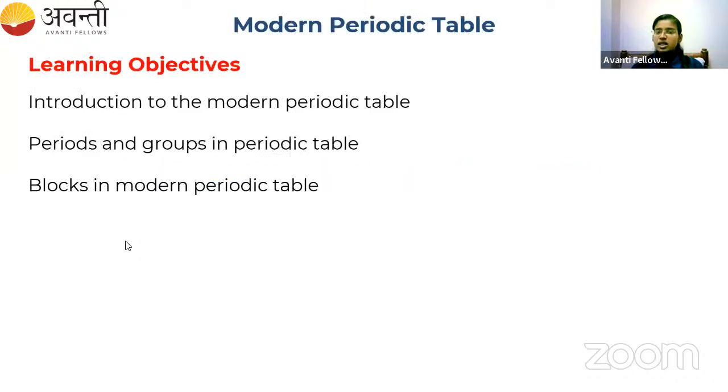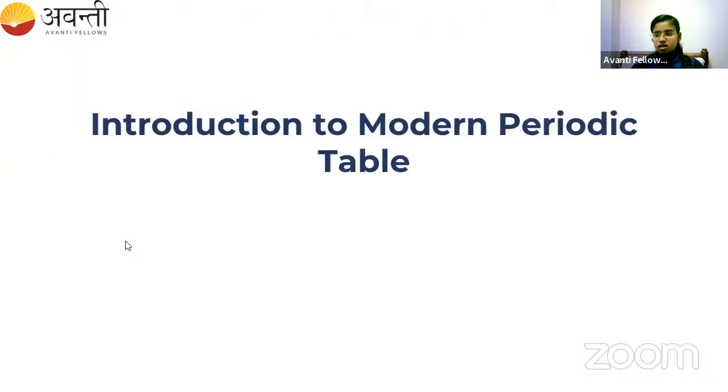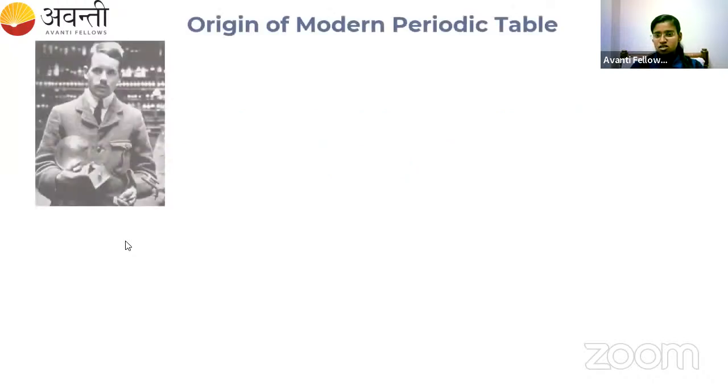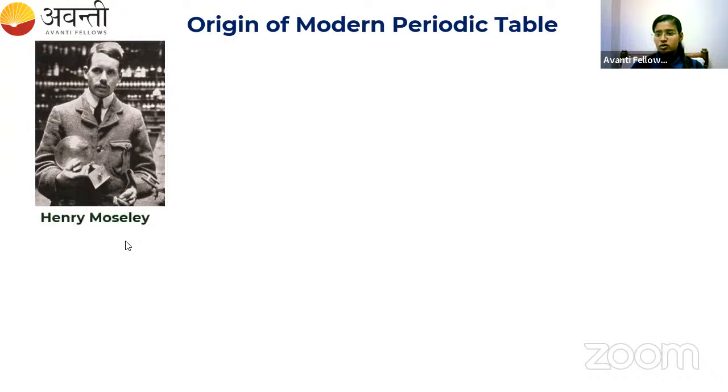Okay. So the learning objectives for the modern periodic table are the introduction, periods and groups in the periodic table, and the blocks in the periodic table. So what is the introduction to the modern periodic table? What is the origin of this modern periodic table? It is because of this scientist, and the scientist's name is Henry Moseley.